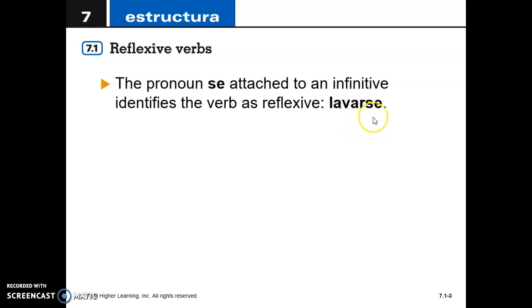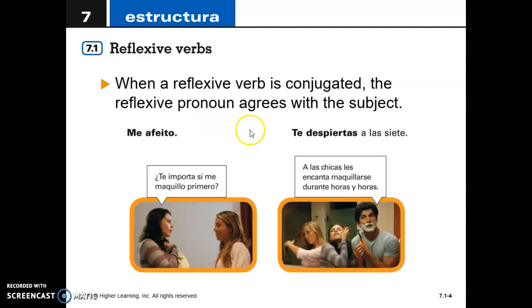So same thing like lavarse, all of the next reflexive verbs will end in se. For example, afeitarse, okay? To shave my own face. Me afeito. Me maquillo, okay? I'm doing the makeup on myself. It's different to say I'm going to do my sister's makeup, my friend's makeup. I'm going to do the makeup on her instead of doing that to my own face.